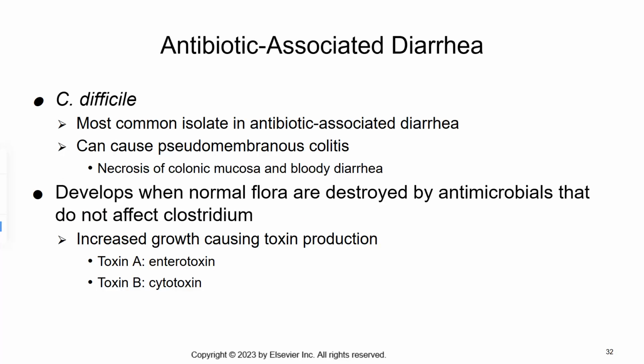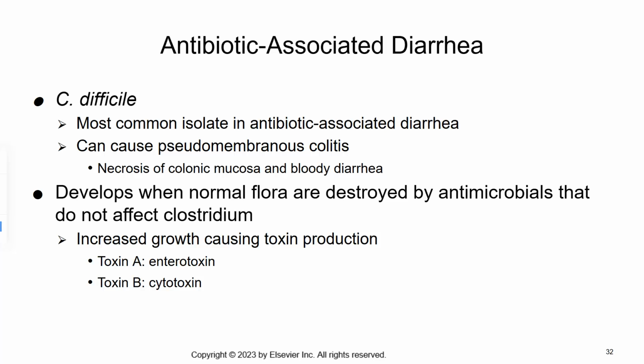Antibiotic-associated diarrhea caused by C. difficile, Clostridioides difficile. It's the most common isolate in antibiotic-associated diarrhea. Basically, a patient comes in and goes on an antibiotic for a period of time. That antibiotic wipes out their good bacteria, allowing this bad guy to overgrow. It can cause pseudomembranous colitis, necrosis of the colonic mucosa, and bloody diarrhea.